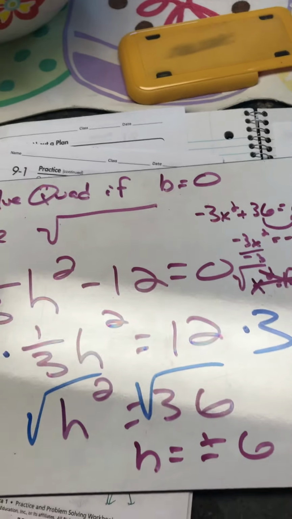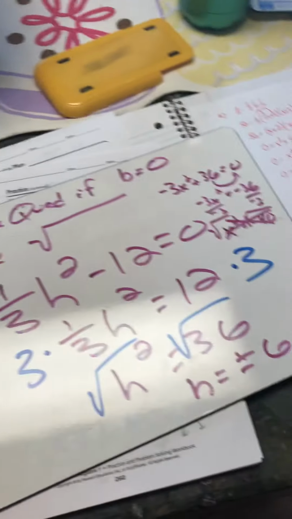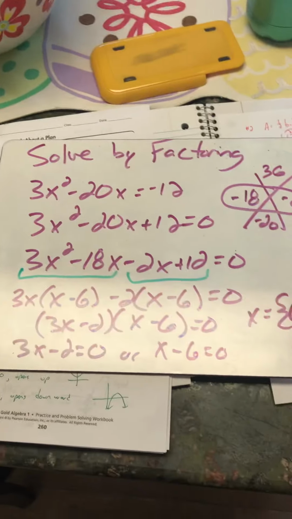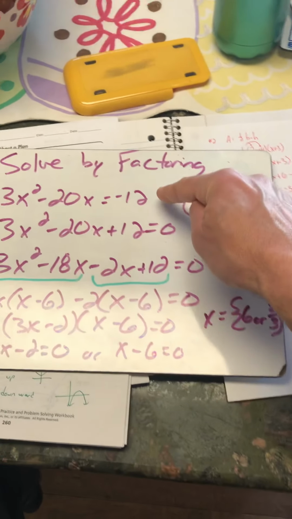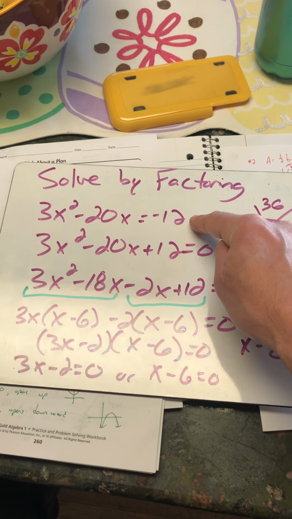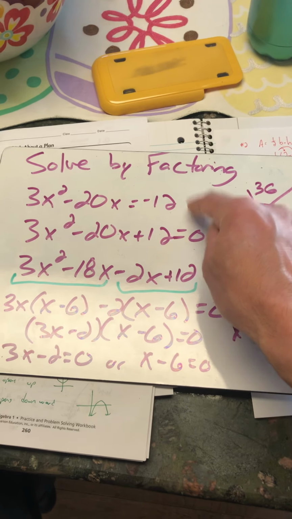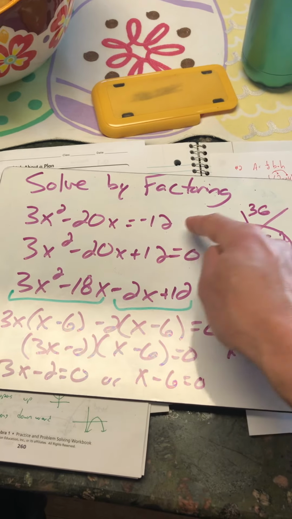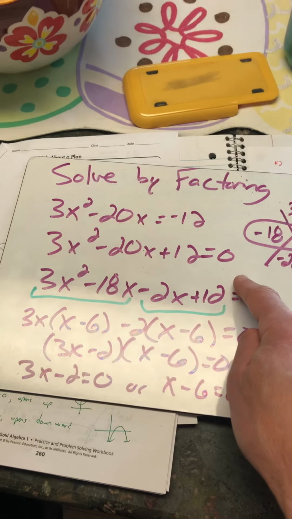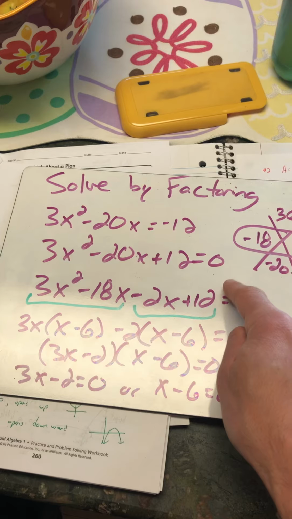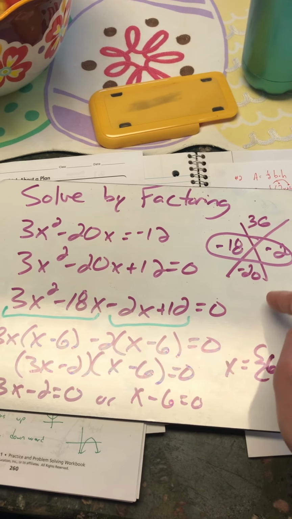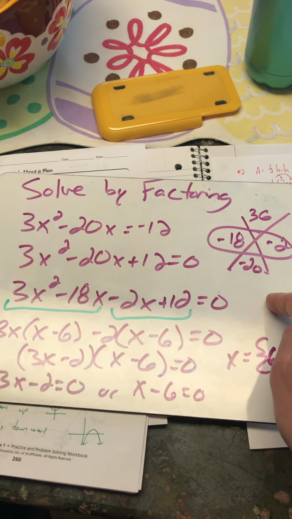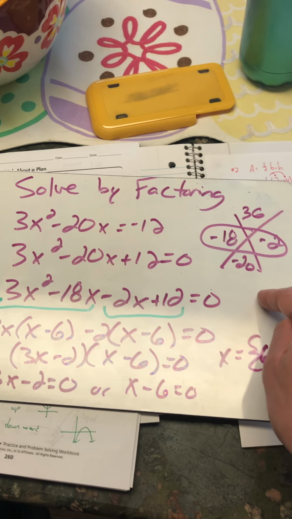Then from 9.3, we went to 9.4, which was solving quadratics by factoring. So hopefully your factoring skills are still strong. We have an example here, 3x squared minus 20x equals negative 12. We're going to use the zero product property. What that tells us is we want to get everything set equal to 0, so bring the negative 12 to the other side. Once we get that set equal to 0, we use our AC method, or whatever method you use. In this case, I'd use AC.